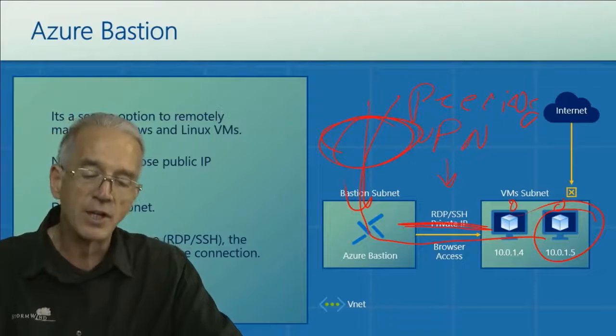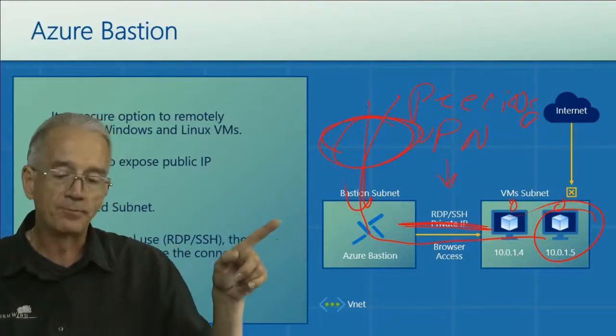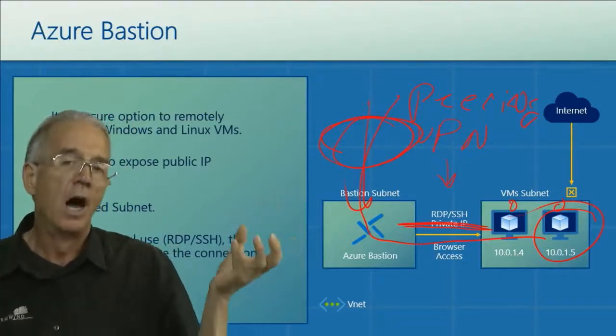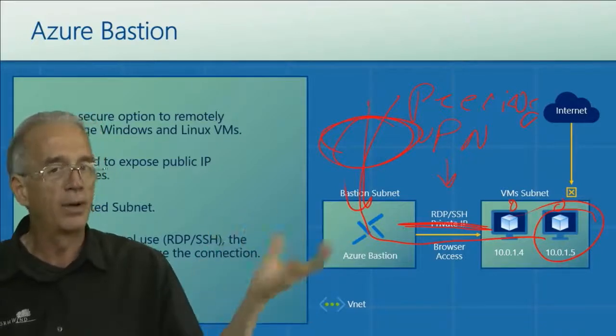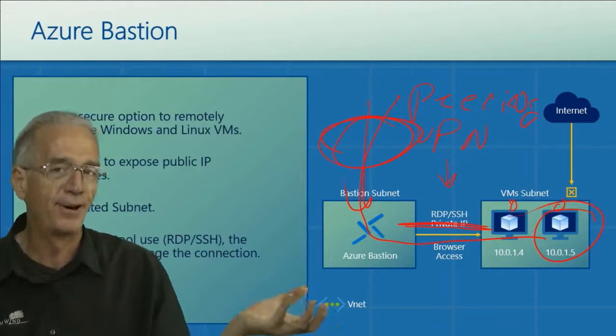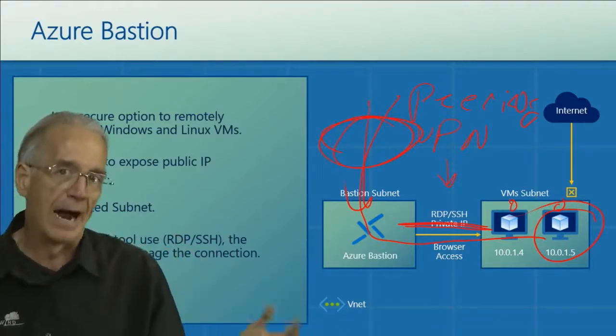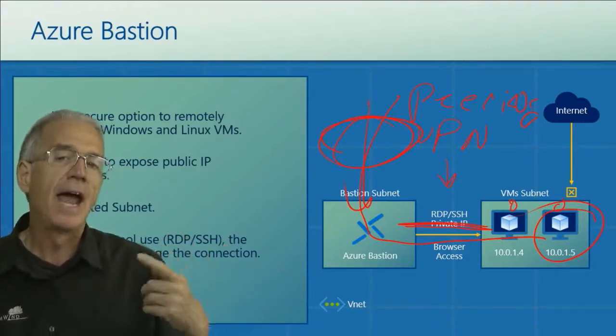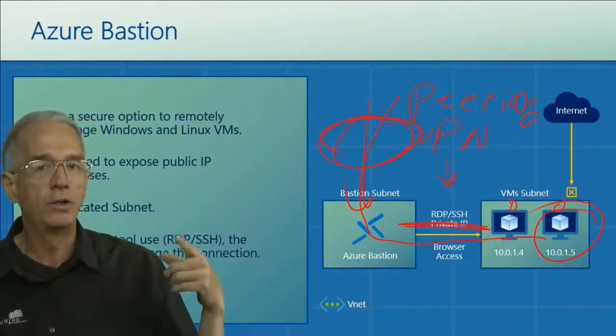So Bastion is nice. Now this is going to set up a cluster of virtual machines, and again, don't put anything else in there. You also need to make sure that you're not putting network security groups or blocking traffic or anything like that. And you also need to make sure that you do have connectivity.